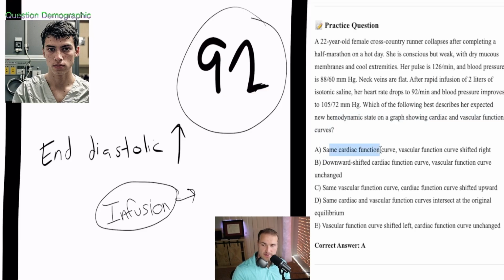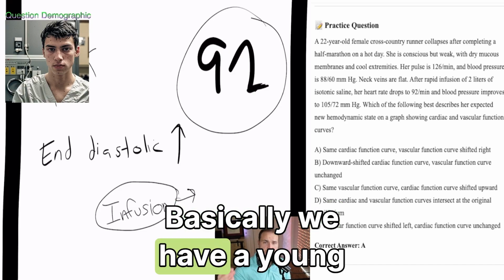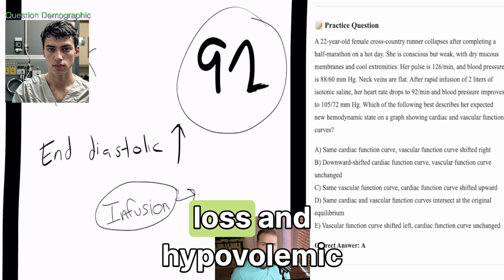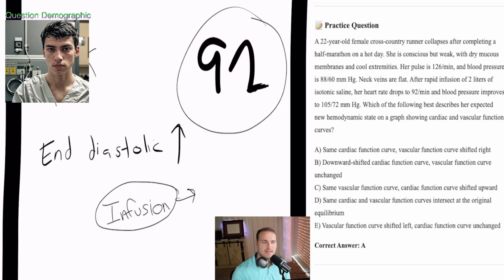Well, it's going to be the same cardiac function curve, but the vascular function curve is shifted to the right. Now, in our question, we have a 22-year-old female, but you can also have a male as well. Totally fine, demographic-wise. Basically, we have a young trauma patient with large blood loss and hypovolemic shock. The findings then would be tachycardia, hypotension, and lacerations with hemorrhage, right? That's typically how this could present, or they could just be dehydrated.